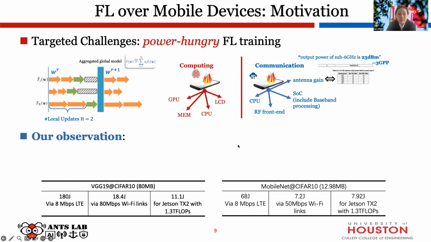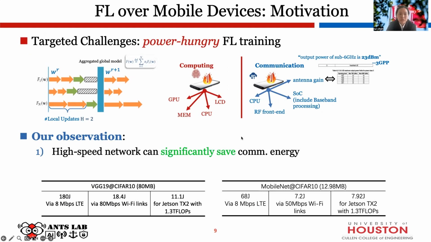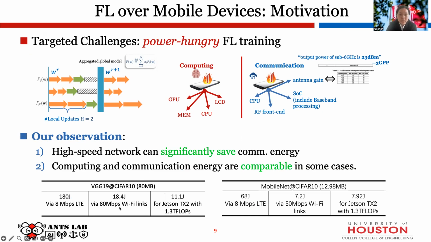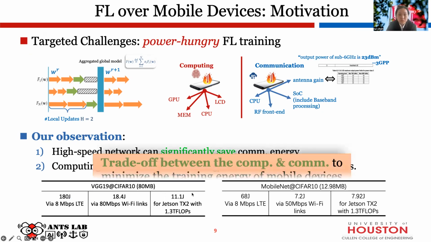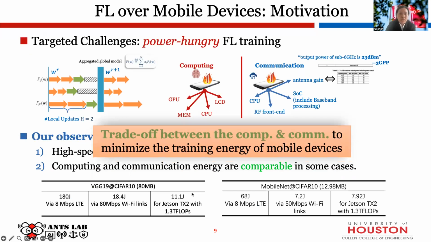When we consider advanced wireless technologies, they bring us a high data transmission rate, and high-speed networks can significantly save communication energy, as shown in the following 2 examples. Furthermore, we find that in high-speed networks, it is more common to see that the computing and communication energy are comparable. So this leads us to think that to minimize the training energy of federated learning, we need to trade off the computing and communication energy.